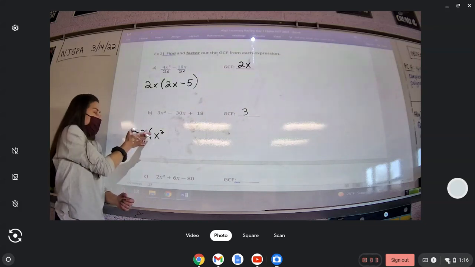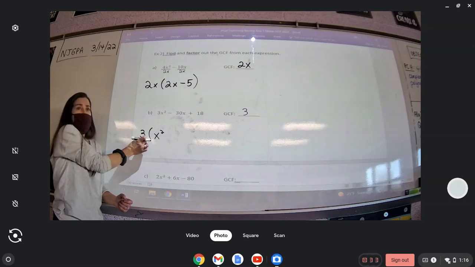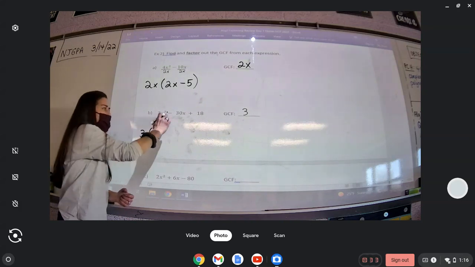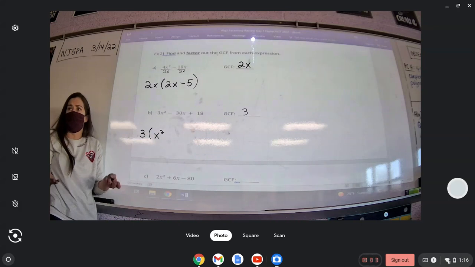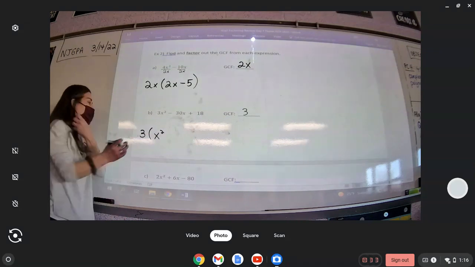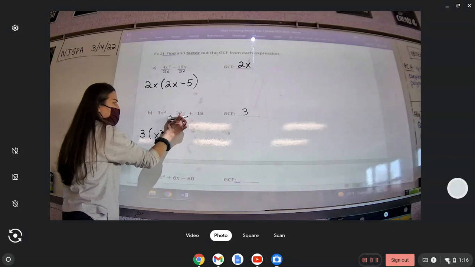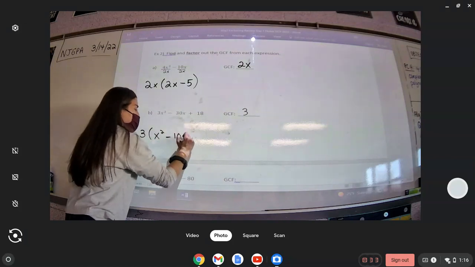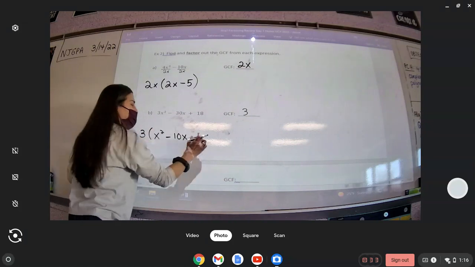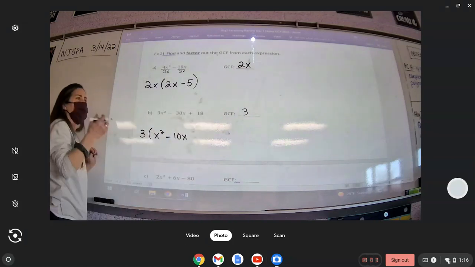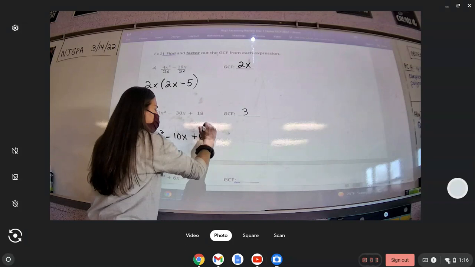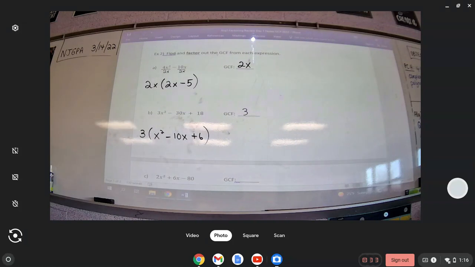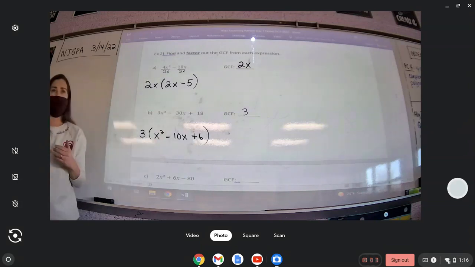Okay, notice, guys, our GCF was just a number. We didn't take a variable out. So nothing should change in your variables. You didn't take any of them out. All right, 3 times what gets you back to negative 30x? Negative 10x. And then 3 times what gets you back to positive 18? 6. Close parenthesis. You're done. You have just factored that using the GCF and another expression that will multiply to equal the original.